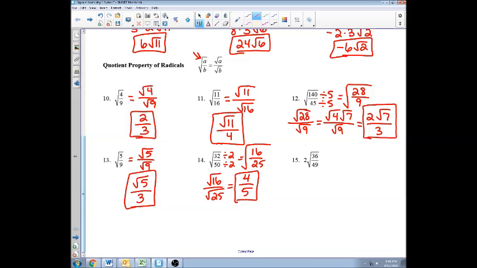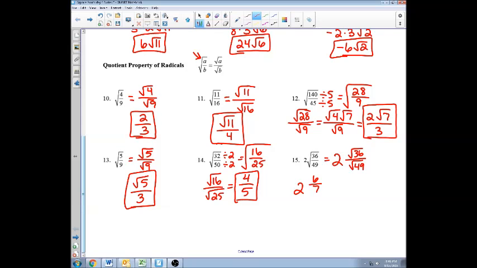On to number 15. The 2 out front, I'm just going to leave alone for a few minutes. So I'm just going to write 2. I have the square root of 36 over 49. Those are both perfect squares, so I don't want to try to simplify those. But what I will do is split them into two separate square roots. Okay? What is the square root of 36? It would be 6. The square root of 49 would be 7.